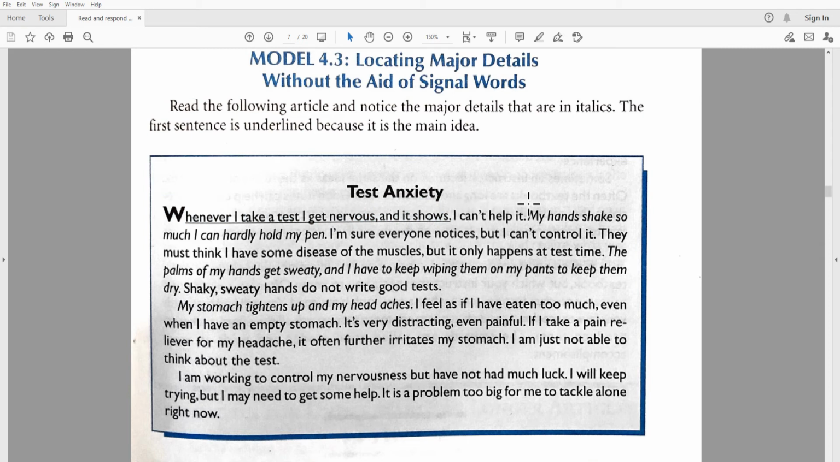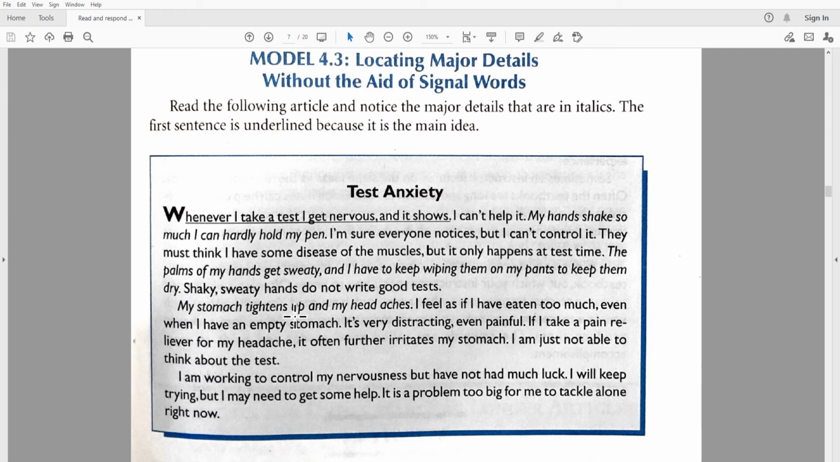I can't help it. My hands shake so much I can hardly hold my pen. I'm sure everyone notices, but I can't control it. They must think I have some disease of the muscles, but it only happens at test time. The palms of my hands get sweaty, and I have to keep wiping them on my pants to keep them dry. Shaky, sweaty hands do not write good tests.